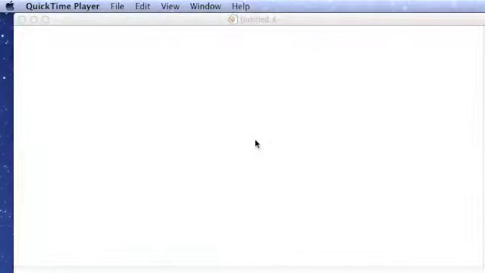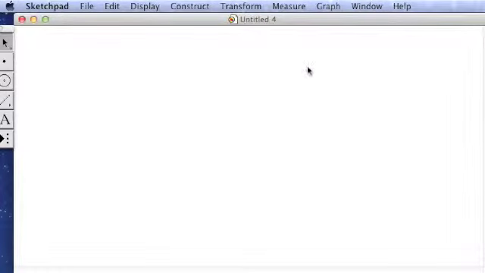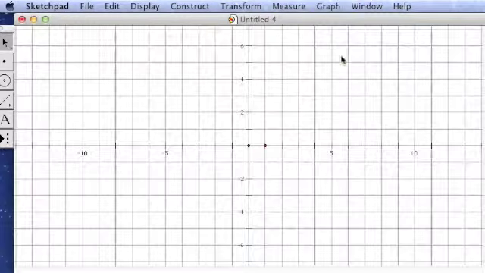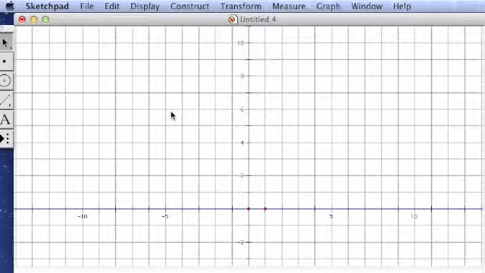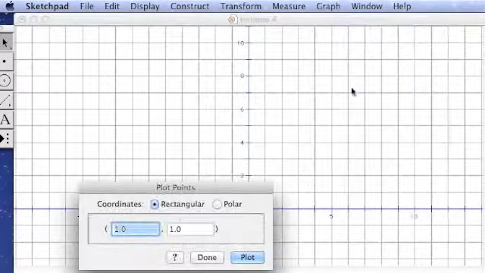is a kite using GSP as well as analytically. Okay, so let's get started with the GSP. So first of all, we want a grid, so we go to graph, show grid. Once we have this, we're gonna plot the points, and to do that exactly we go to graph, plot points.